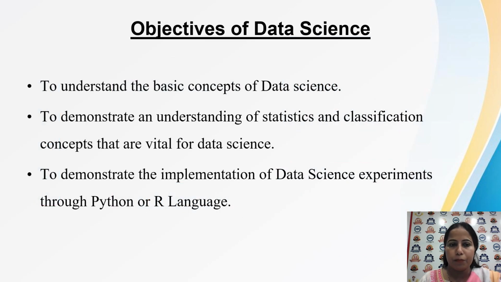What are the objectives of this subject? The first one is to understand the basic concepts of data science, such as understanding population, sample, distribution, and then to demonstrate the understanding of statistics and classification concepts, which are the soul of data science. Statistics include understanding mean, variance, standard deviation, outliers, and classification concepts like binary classification or multi-class classification. And another one is to demonstrate the implementation of data science experiments through programming languages such as Python and R.